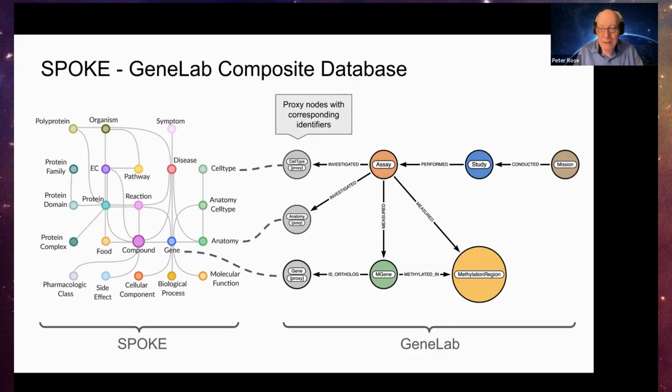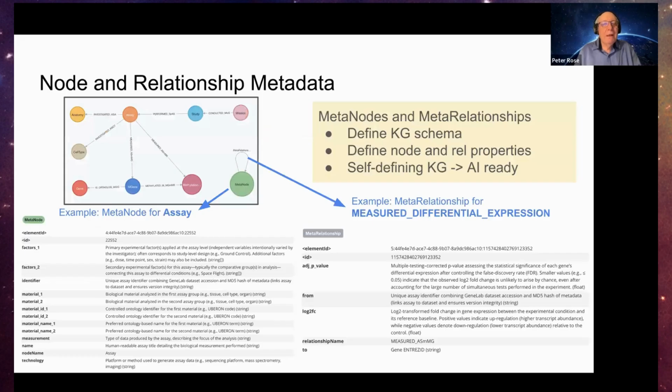So one thing that's special about our GeneLab knowledge graph is that it not only contains data, but it also contains metadata. So this node in green contains metadata that describes the knowledge graph itself. So for example, we have an assay node, and an assay has properties like factor one, factor two. That might be factor one, maybe spaceflight. Factor two, maybe ground control. It defines the materials, the technology that was used to run the assay, and so on. So it describes the property of an assay.